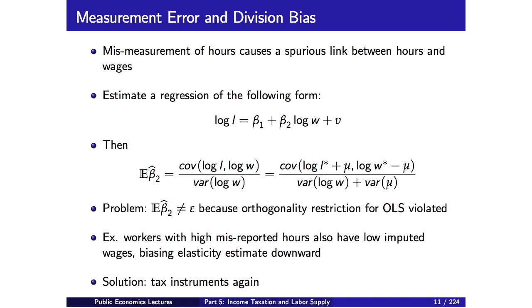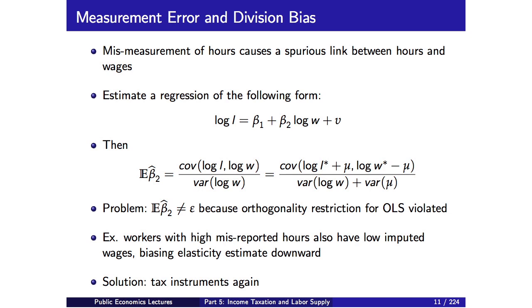And one way to think about it intuitively is that workers with high misreported hours are also going to have low wages, right? So if I accidentally told you I will work 80 hours a week, I'm going to also accidentally conclude that your wage is really low. And that's going to induce this negative spurious correlation between the left and right hand side variable, which is actually a very common problem in empirical work, not just here.